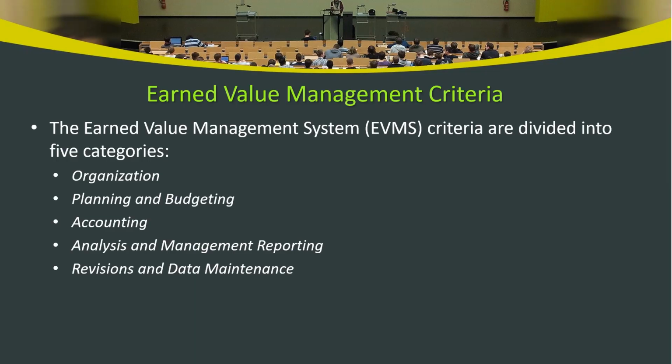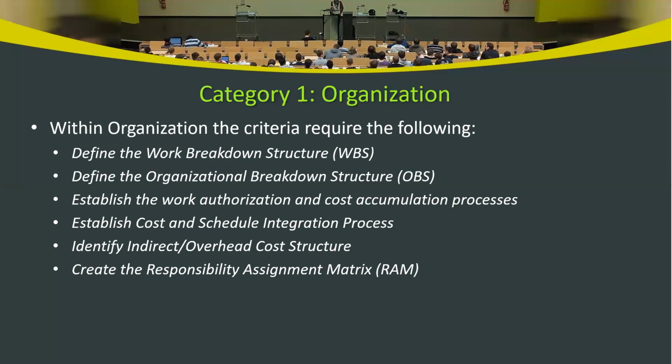Broadly speaking, earned value management system has the following components. We can divide this into 5 categories. Organization, that's the first one. Second one is planning and budgeting. Third one is accounting. Fourth one is analysis and management reporting. And fifth one is revision and data maintenance, right? Let's look at these one by one.